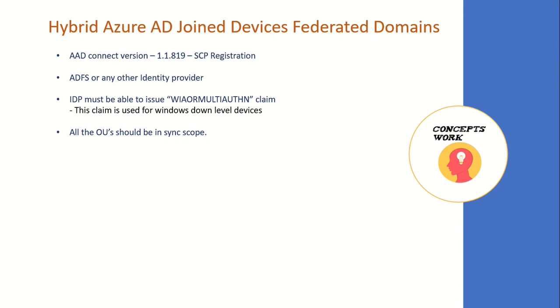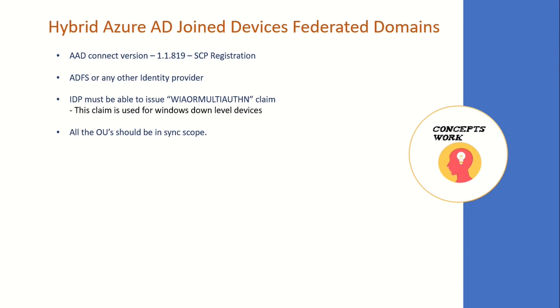Now I'll tell you the reason behind this. Starting from 1803, if for any reason the first federated authentication request by a device fails, since your device object is synced to Azure Active Directory, the authentication gets completed with that certificate key pair, which I explained in the previous video as well. So this is the reason why your devices should be in sync scope and must be synced to Azure Active Directory.